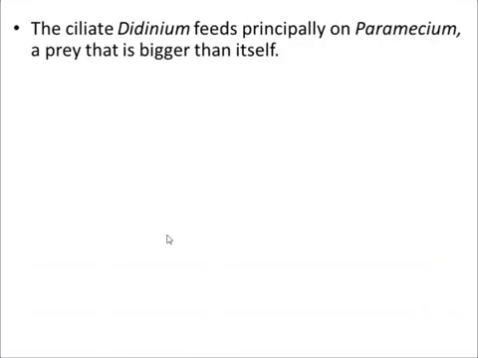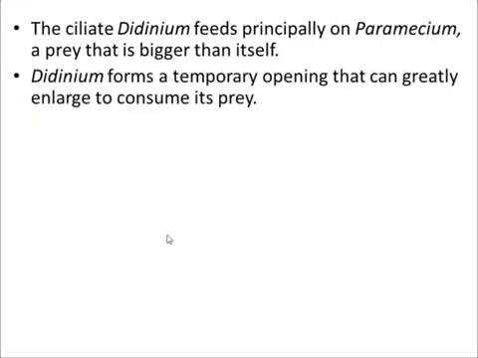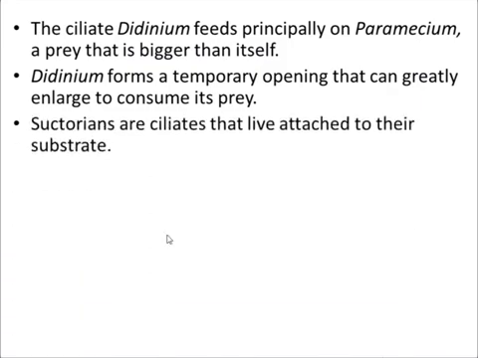The ciliate Didinium feeds principally on Paramecium, a prey that is bigger than itself. Usually we think that the predator is always bigger in size, but in this case the prey is bigger and the predator is smaller than its prey. The Didinium forms a temporary opening that can greatly enlarge to consume its prey.